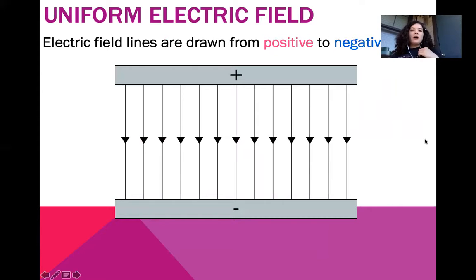Okay, so a uniform electric field occurs if we have a positively charged bar and a negatively charged bar. Remember, our field lines always point from positive to negative, and because these aren't single point charges, we've got that positive and it flows straight down to the negative.